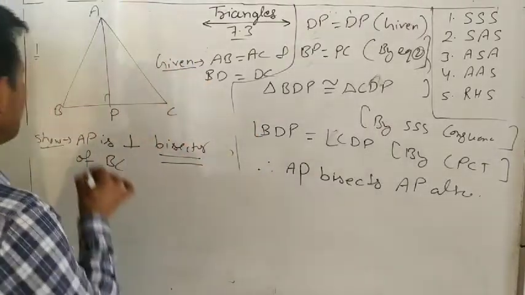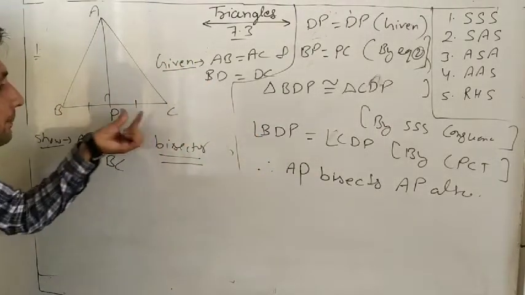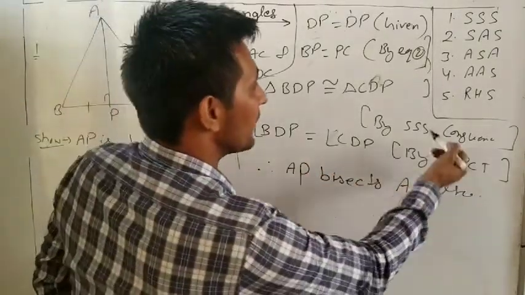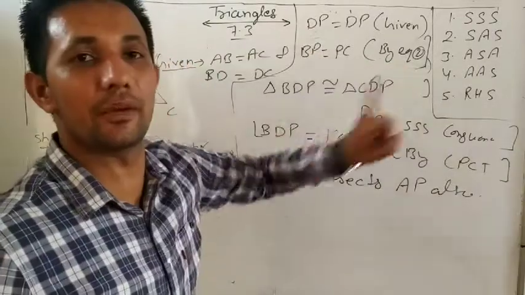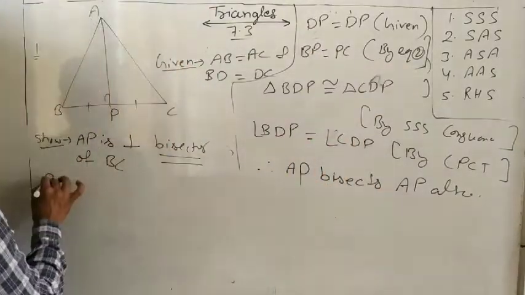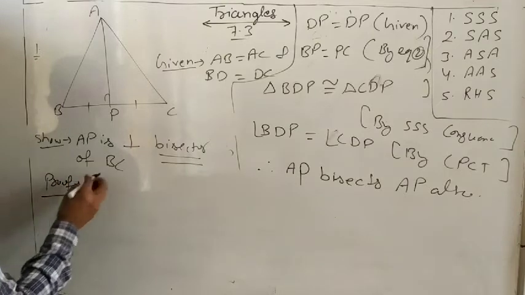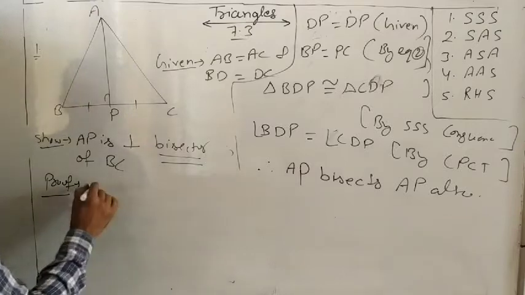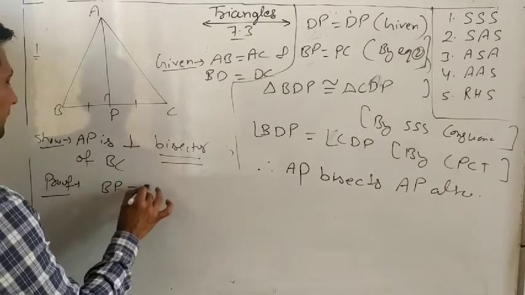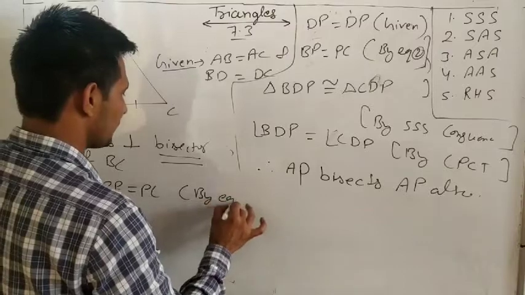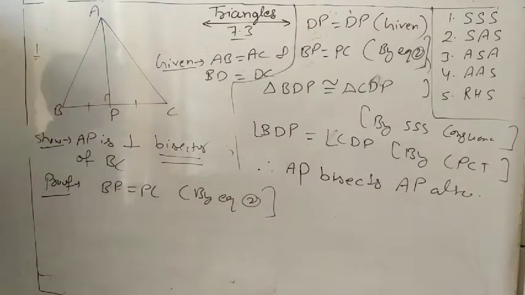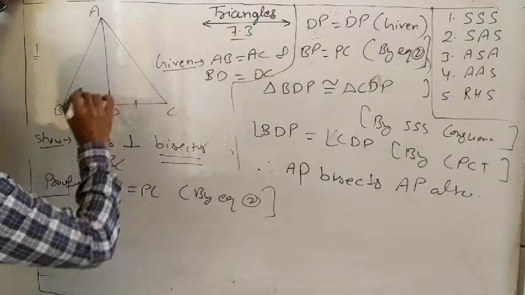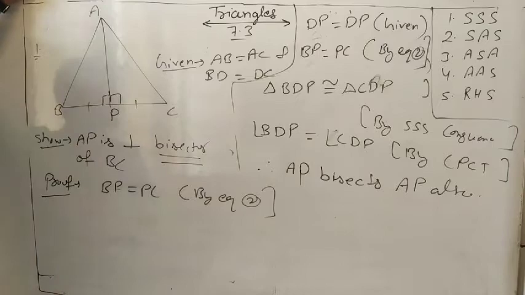equal parts. BP equal to PC, we already proved that by equation 2. So in the proof you will write BP equal to PC by equation 2. Now what remains? Only one thing remains. We have to show that this angle and this angle are 90 degrees.